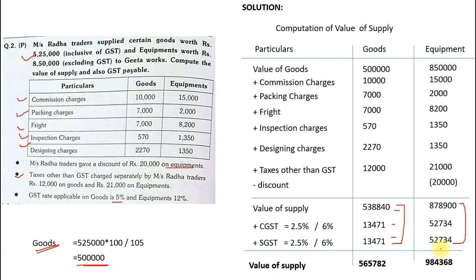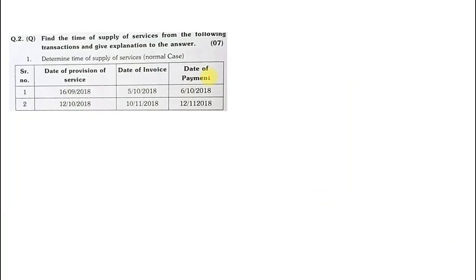Very simple sum. Now let us see the next question, that is under question number 2, the last question, that is 2Q. Find the time of supply of service from the following transaction and give explanation to your answer. Number one, determine the time of supply. Now, again, in this there are two parts. We are going to solve the first part, that is, determine the time of supply of service under normal case. Now this is very important. Service, normal case, rules are there. We need to be very careful with those rules. Chalo, let us see what are those rules.